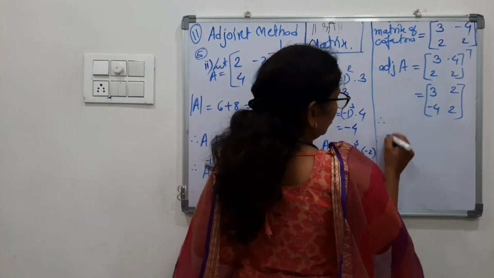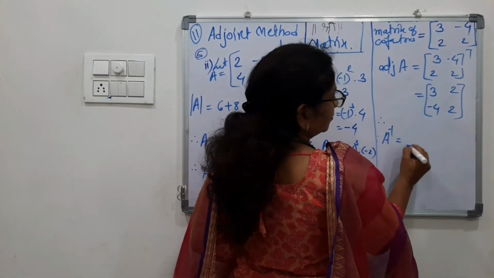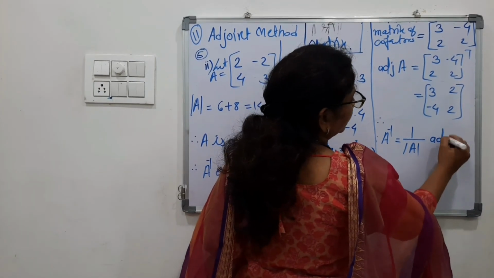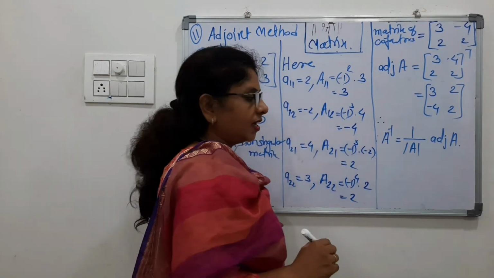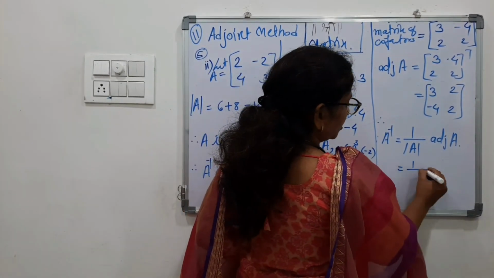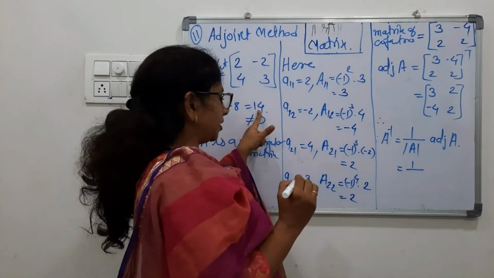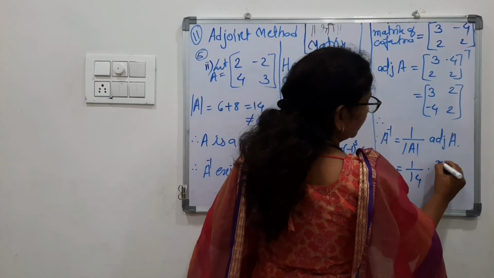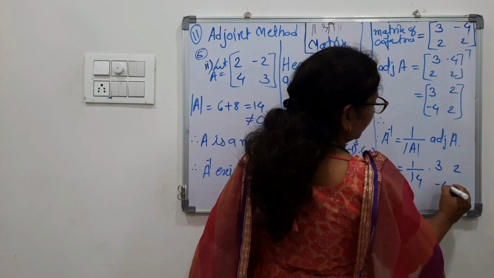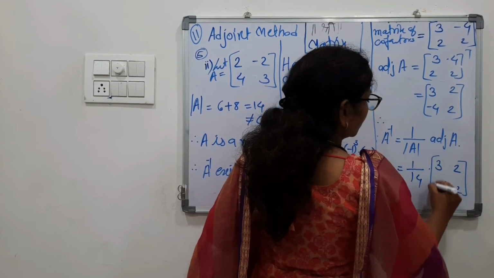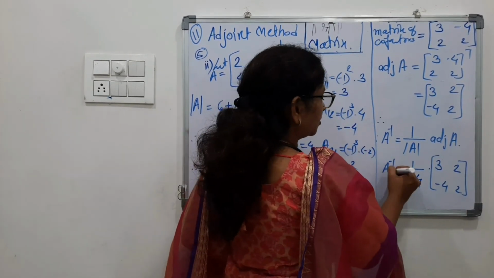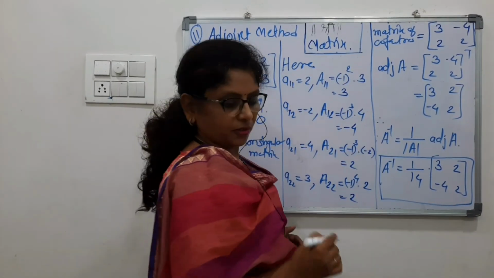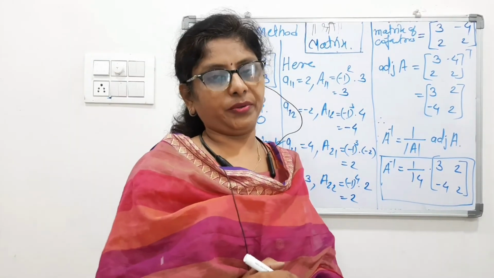So by definition, what is A inverse? A inverse is 1 upon determinant of A into adjoint A. Okay, so put the values. What is determinant we have found? 14. So 14 here it is. Adjoint of A is this matrix, 3, 2, minus 4, 2. So this is your inverse of second matrix of example 5 of exercise 2.2.